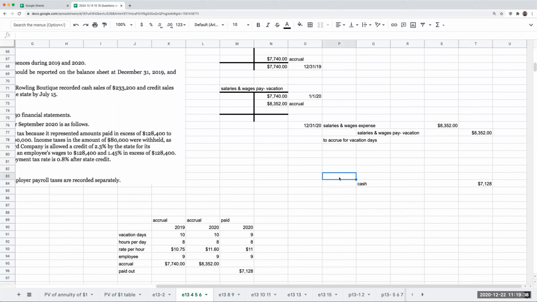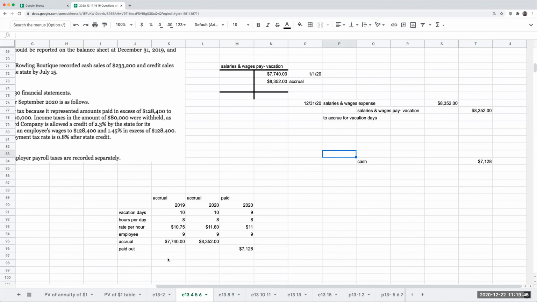Now, what I have to do is relieve my accrual. So I used 9 days. This came from 2019 because obviously we can't use any days from 2020. So the relief of my accrual from 2019 is basically going to be 7,740 times 9/10, or 69.66. And where did I get this number from? Well, they used 9 days in the 2020 year, which had to have come from the accrual from 2019, because you can only use vacation after you've earned it.